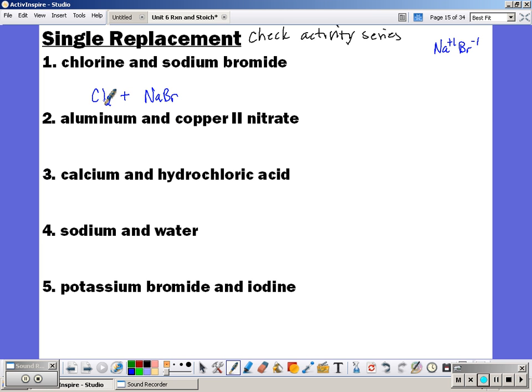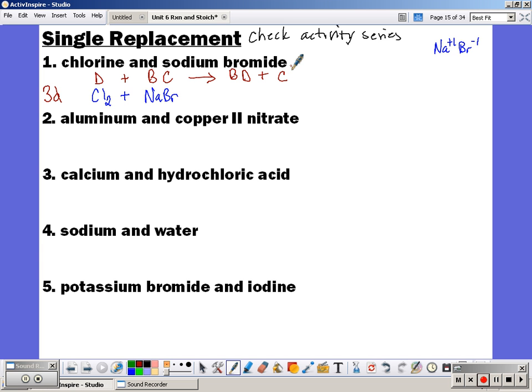The element chlorine is a halogen. It's in group 17. So if we look at our reference table, this is a single replacement halide-halide, so 3D. So the element would be labeled D. The compound is BC, and it would turn into BD plus C. So chlorine is trying to replace bromine.